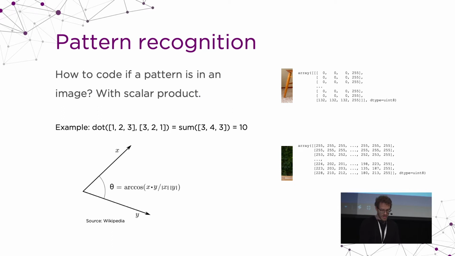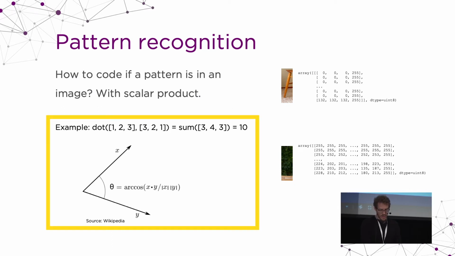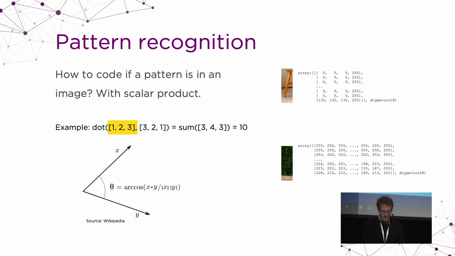The scalar product here takes two arrays of values. Here I have 1, 2, 3, and the second array is 3, 2, 1. I multiply component by component, so I obtain 3, 4, 3. Then I sum this array, and I obtain a score of 10.